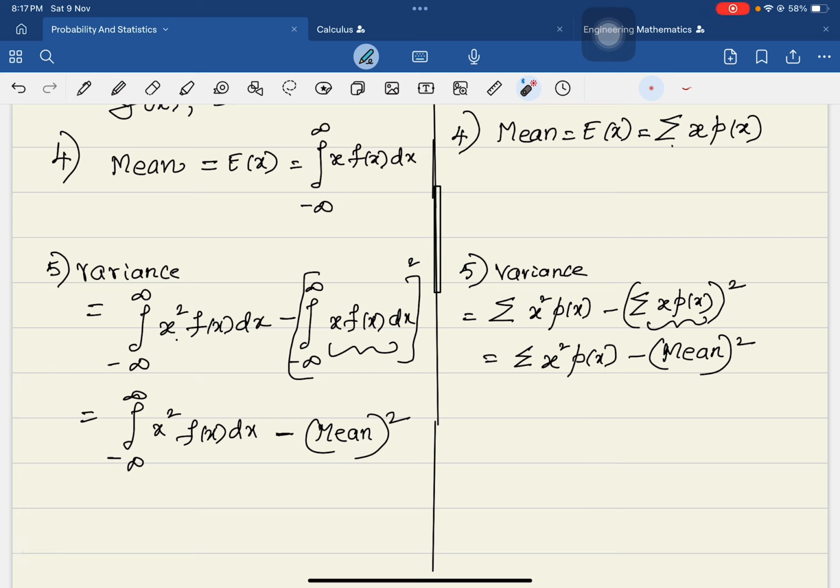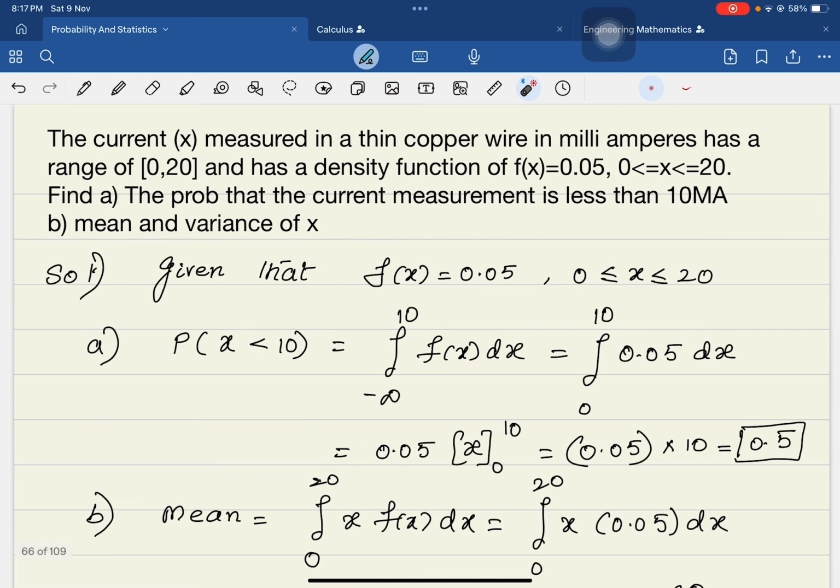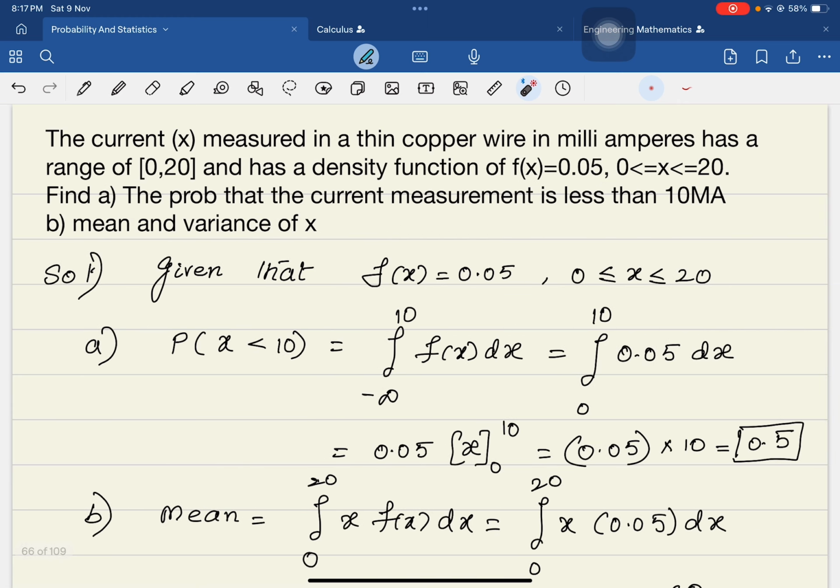Please don't get confused about what was asked in the question. You have to understand by reading the question whether it is a continuous random variable or a discrete random variable. So let us now start with some of the problems. Given that x is a continuous random variable with the probability density function, the mean is given by this and the variance is given by this, as we have discussed just now. So let us now start the problem.